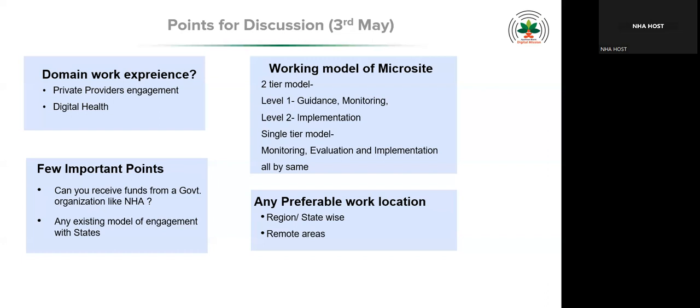We know that for Nikshay or the Central TB program, there is a level one and a level two partner. The level one partner only provides guidance and monitoring, while the actual work on the ground, the implementation, is done by the level two partners. So what kind of model would you be comfortable with for this kind of work? Whether we go ahead with the two-tier model, or we keep it open to be a single tier or two-tier model, both.